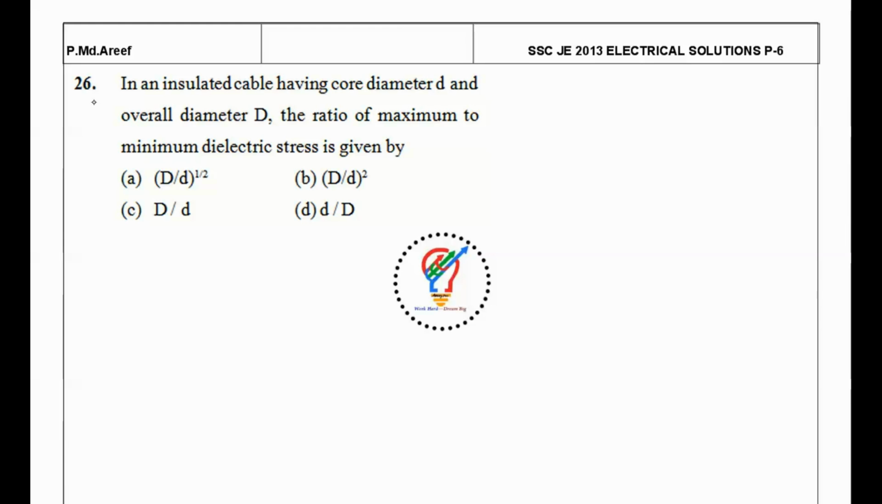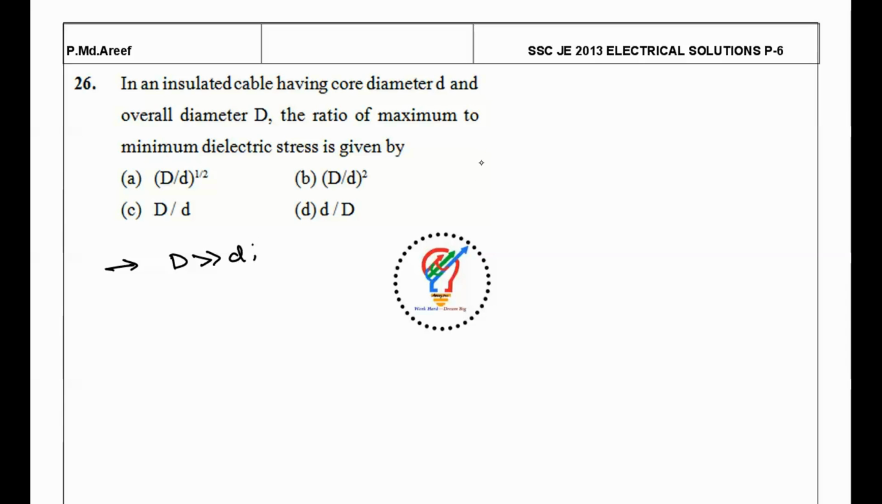The question number here: an insulated cable having a core diameter d and the overall diameter D. The ratio of maximum to minimum dielectric stress is given by. So here in the given problem, the overall diameter is much greater than d.